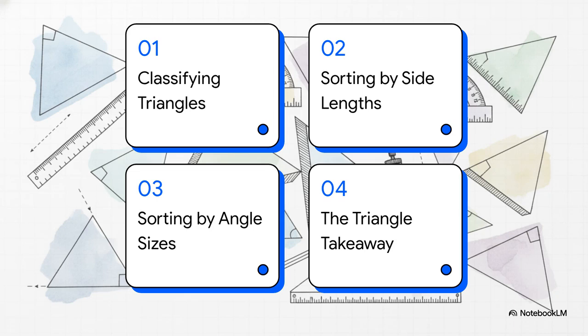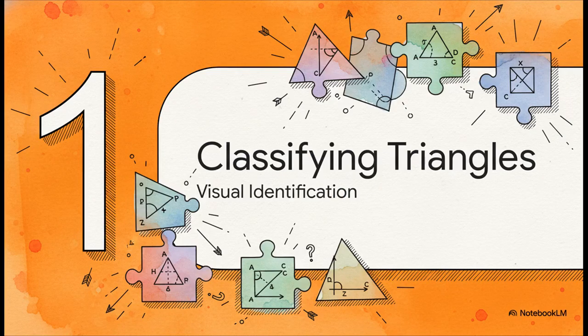Here's our roadmap for today. First up, classifying triangles. Second, sorting by side lengths. Third, sorting by angle sizes. And finally, number 4, the triangle takeaway. All right, let's jump right into part 1, classifying triangles.